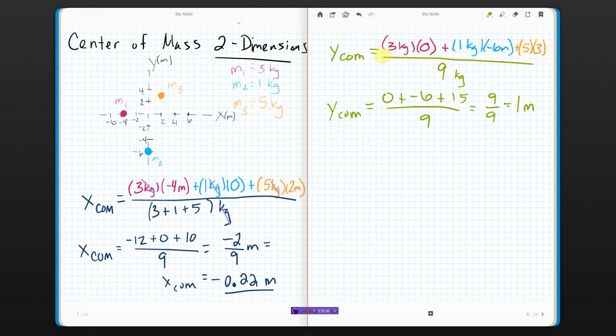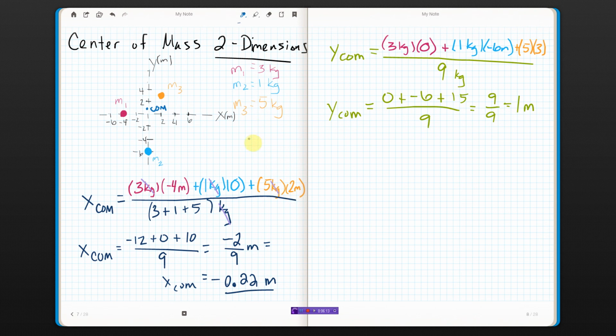Okay, so if I want to plot the center of mass of these three objects, the x-coordinate is negative 0.22, so if that's negative 2, then that's negative 1, 0.22 would be right here, and then 1 would be here-ish. Center of mass, right about there.